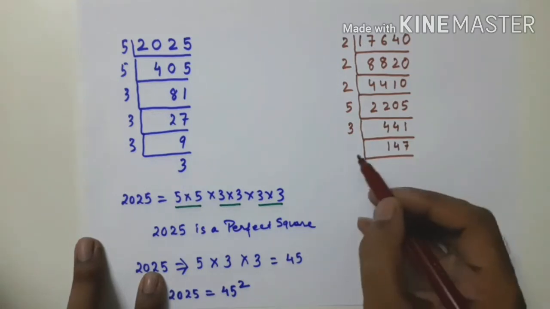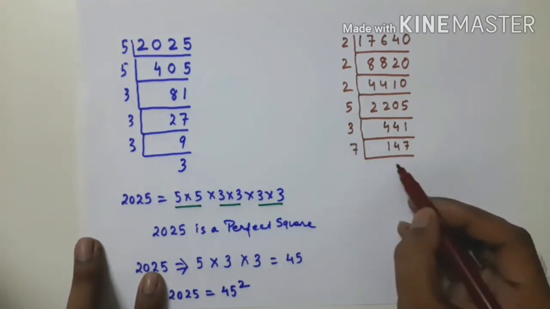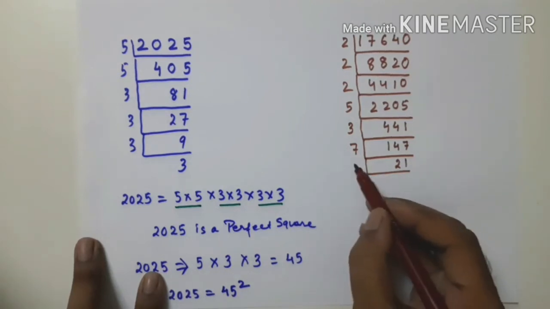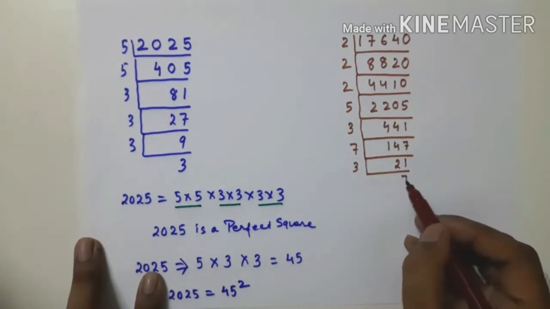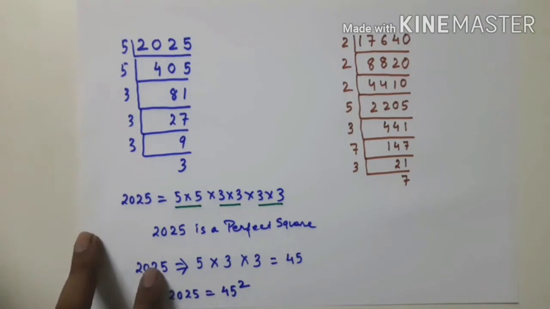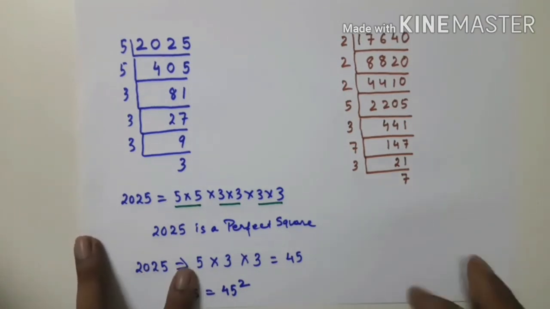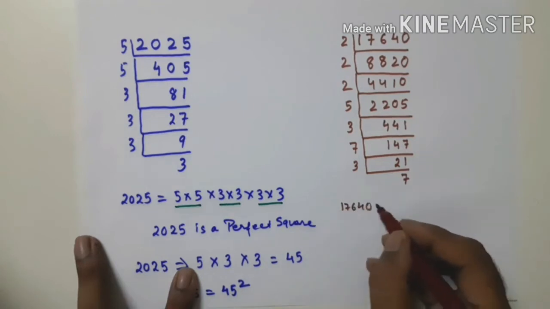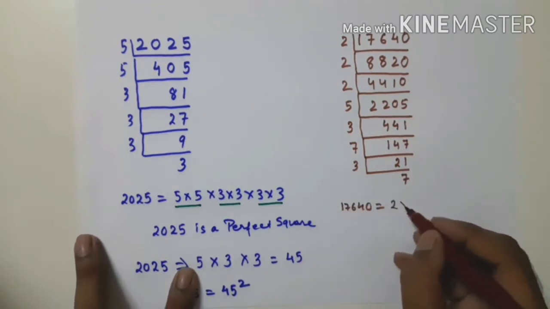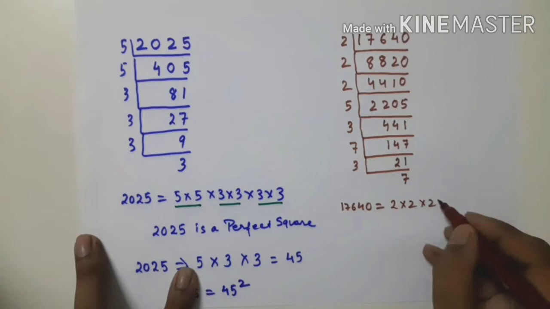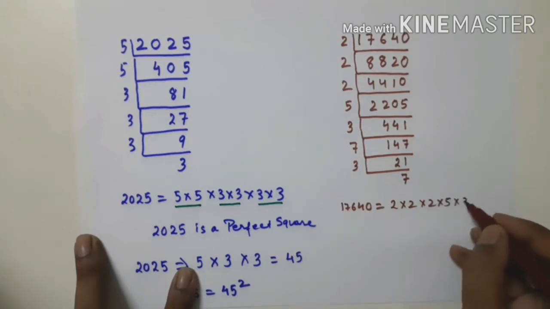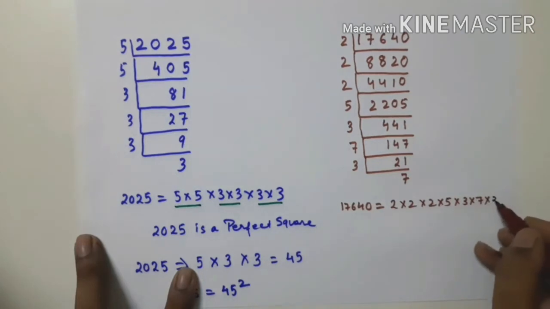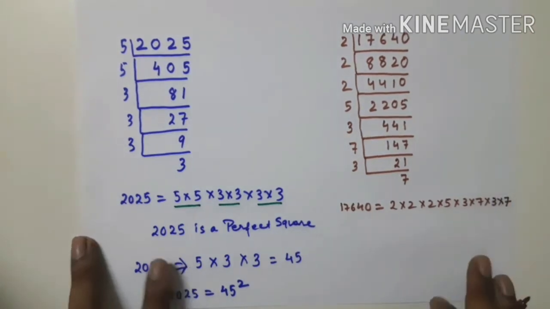Now 147 can be divisible by 7. So 7 2s are 14, 7 1s are 7. Again we have 3 7s are 21. So the prime factorization is done. Let's write it. So 17,640 can be written as 2 into 2 into 2 into 5 into 3 into 7 into 3 into 7. So this is the prime factorization.